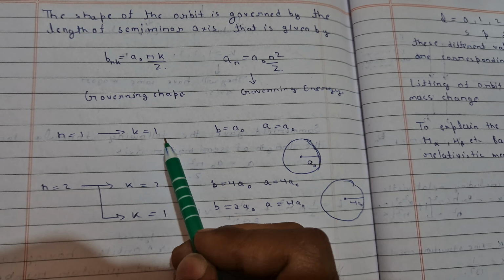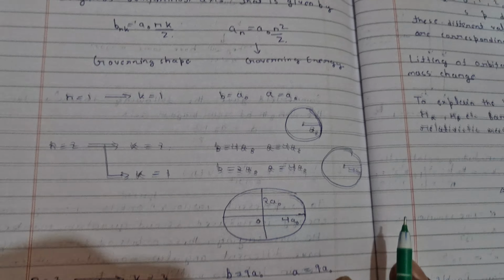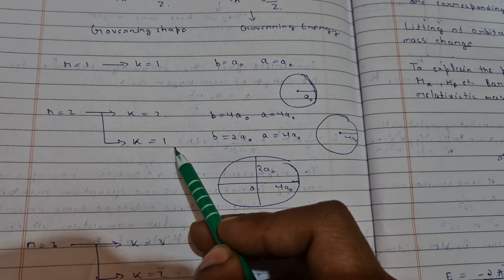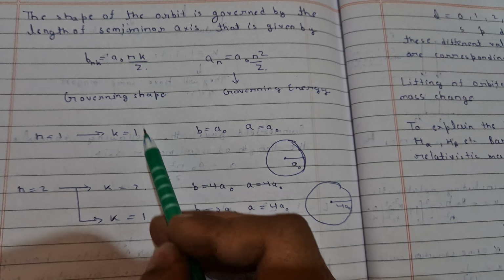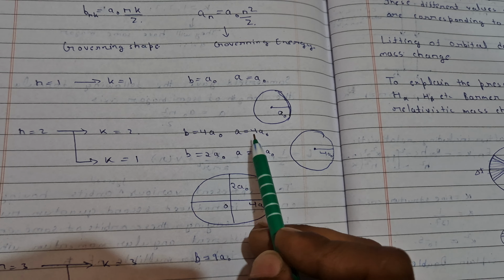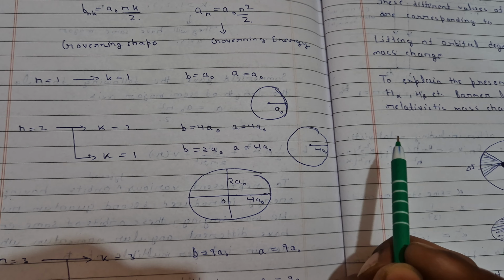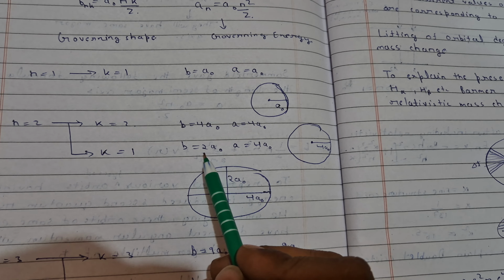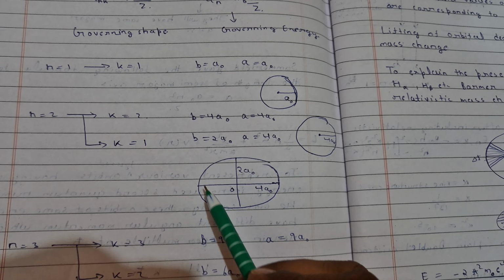For n equal to 1, k equal to 1, b equals a_0 and a equals a_0, so you will have a circular orbit. For n equal to 2 you will have k equal to 2 and k equal to 1. For k equal to 2, b will be 4 a_0 and a will be 4 a_0 for z equal to 1, so you again get a circular orbit, that is Bohr's orbit. But for k equal to 1, b is equal to 2 a_0 and a equal to 4 a_0. So you will get this orbit.